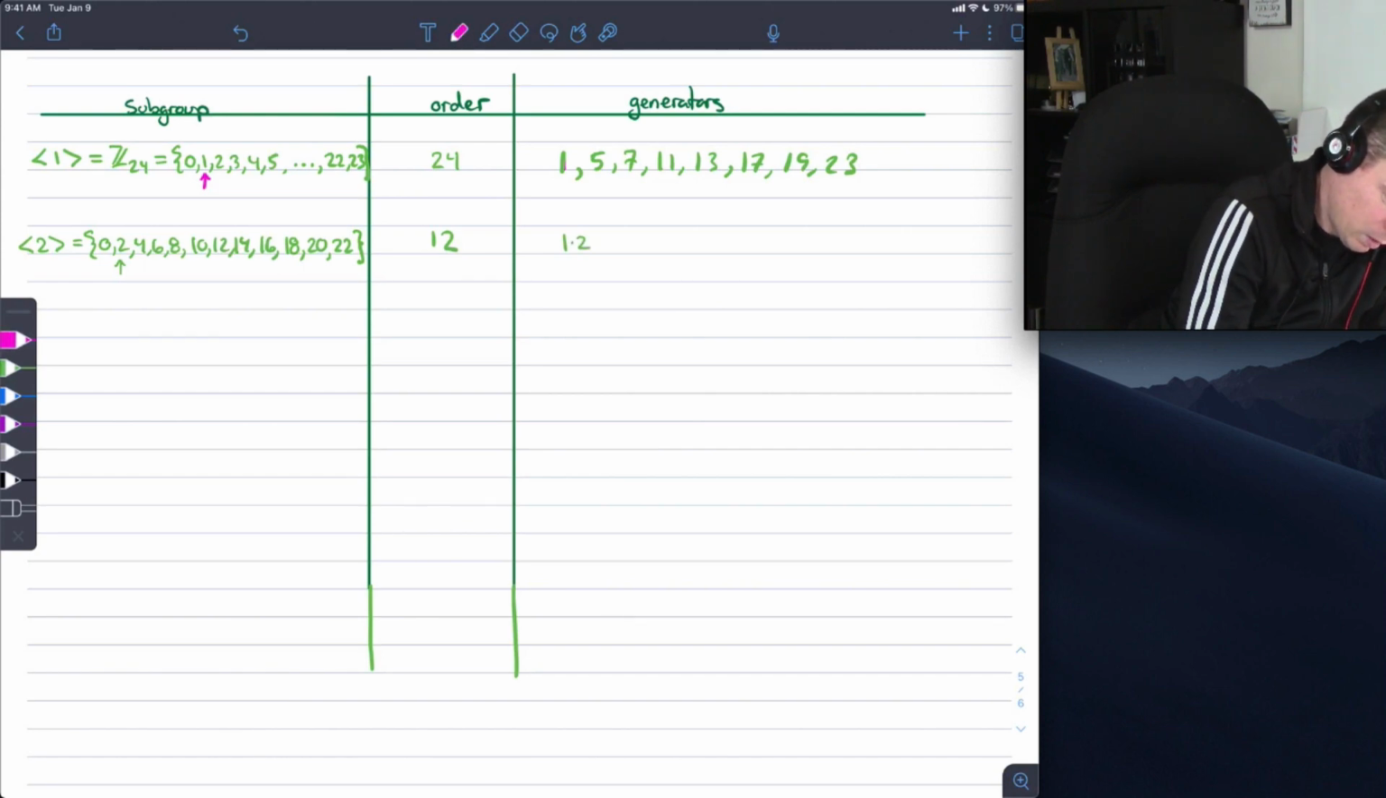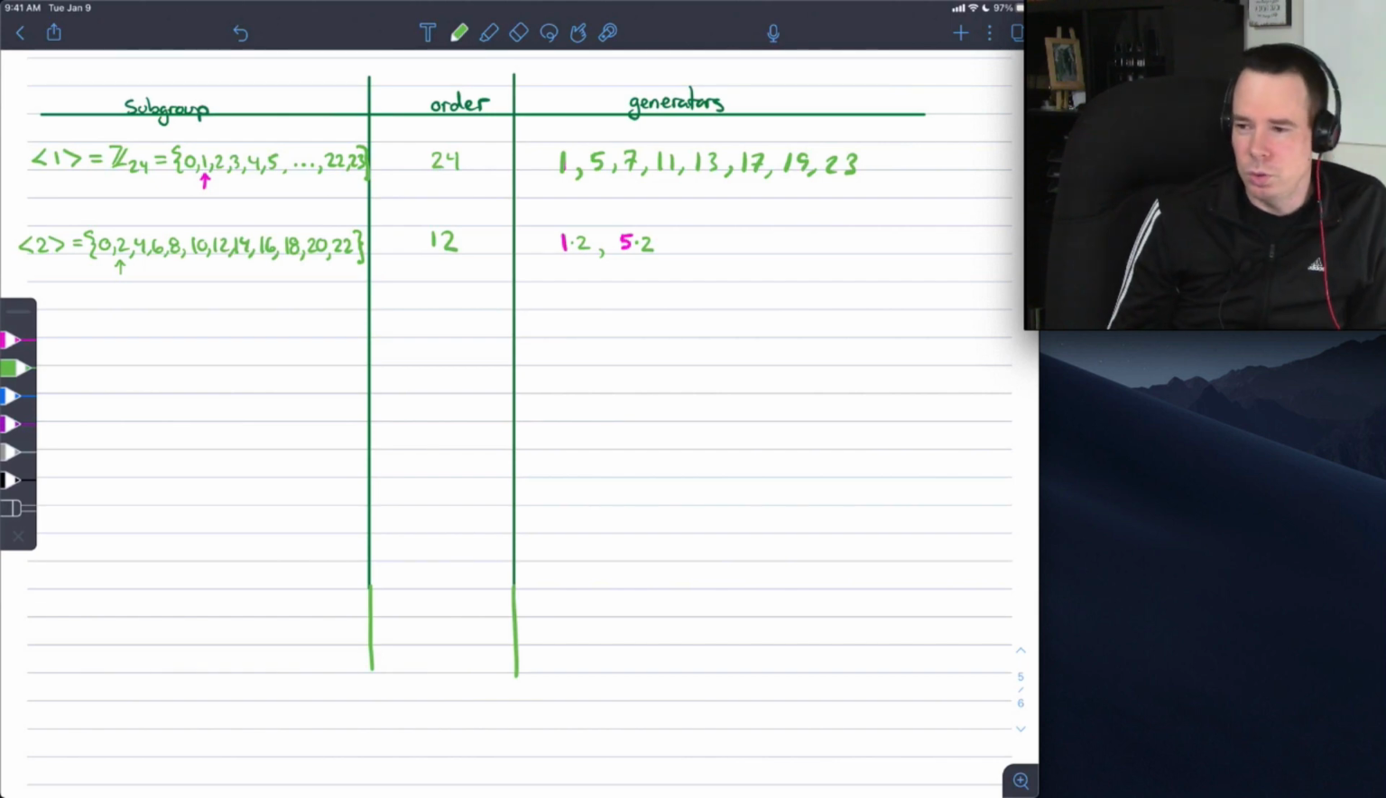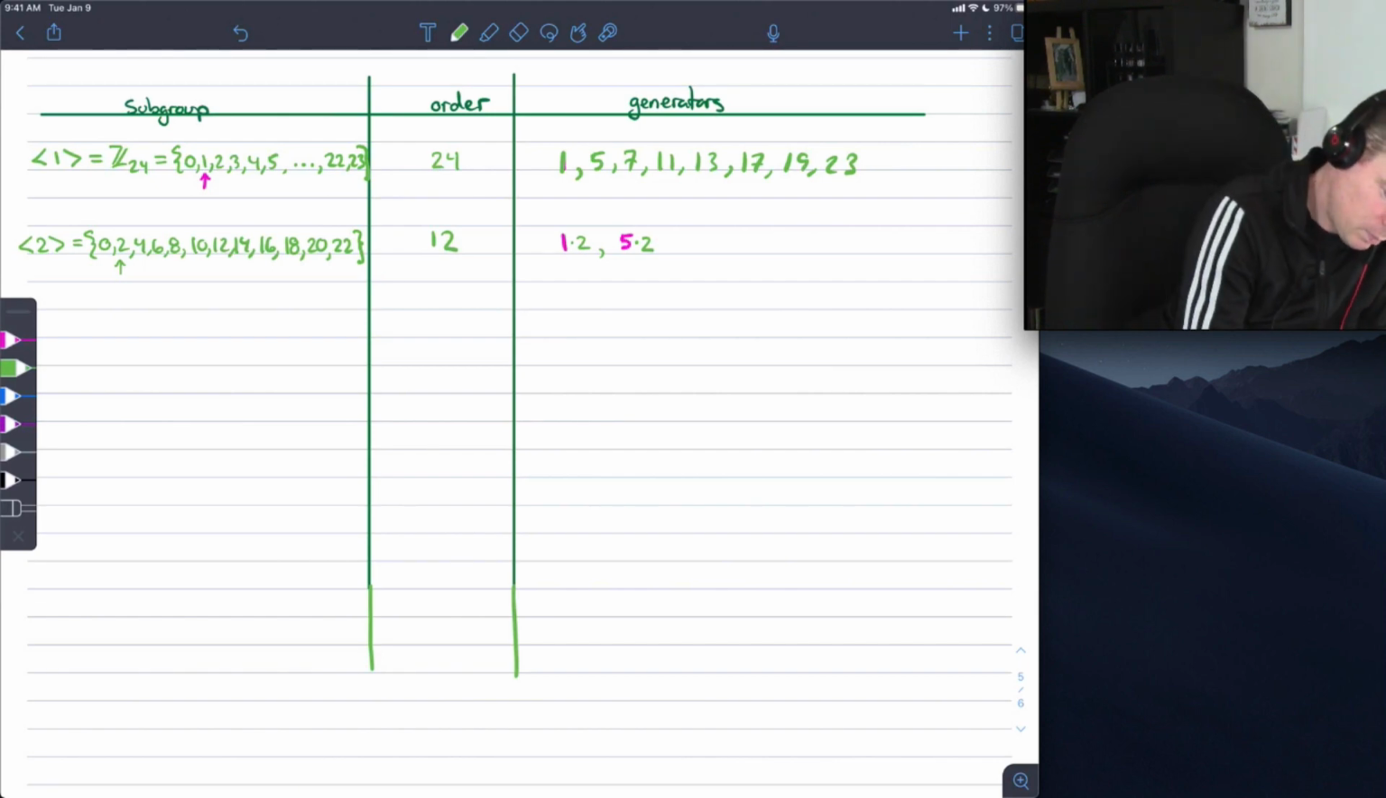I'll put these numbers that are relatively prime to 12 in pink. So 1 times 2. What else is relatively prime to 12? 2 is not, 3 is not, 4 is not, 5 is. So the 5 multiple of 2 is also a generator. What's another generator? 6 is not relatively prime to 12, 7 is.